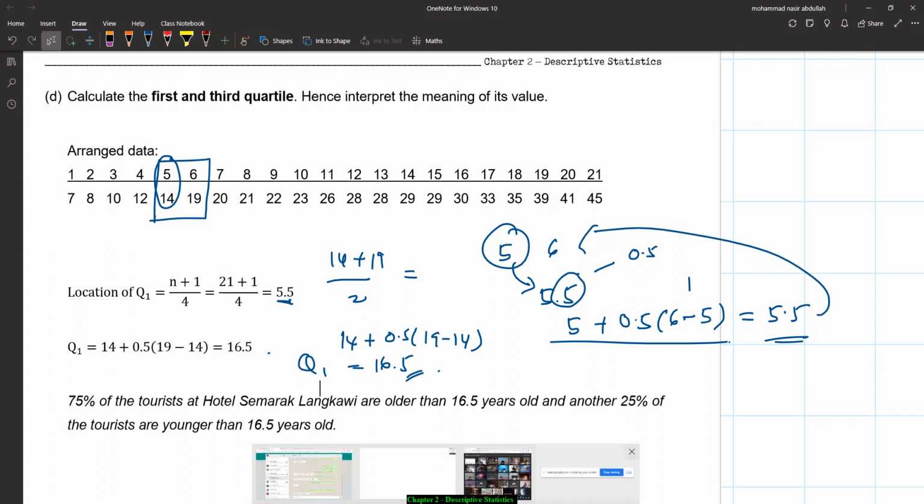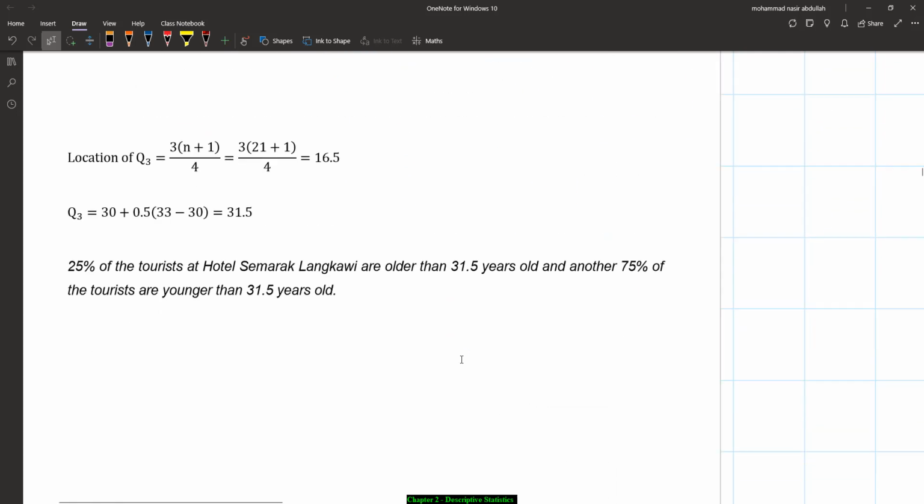Same goes to quartile number 3 jugalah. Right, kita tengok quartile number 3, benda yang sama lah. First, we need to locate the quartile number 3, location of quartile number 3. So we will get 16.5, use the same formula, 31.5. So we can say that 25% of the total tourists is having age more than 31.5, while another 75% is having age less than 31.5. Okay, boleh? Ada soalan tak?